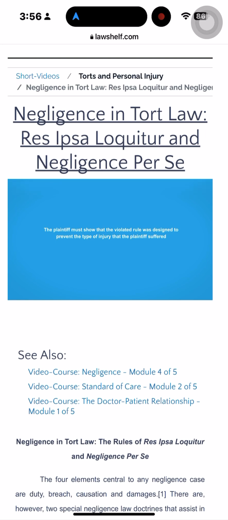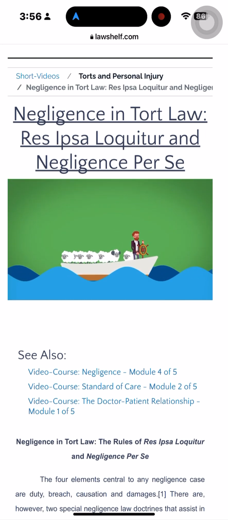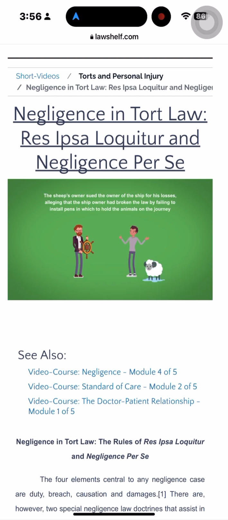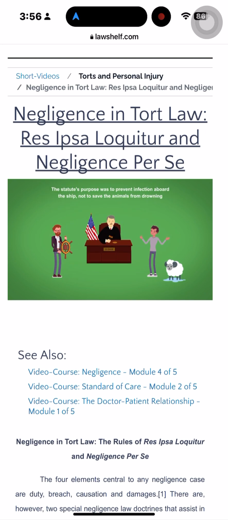Additionally, the plaintiff must show that the violated rule was designed to prevent the type of injury that the plaintiff suffered. In one case, sheep being transported by ship were washed overboard during a storm. The sheep's owner sued the owner of the ship for his losses, alleging that the ship owner had broken the law by failing to install pens in which to hold the animals on the journey. Had the pens been installed, he argued, the sheep would have been safe. However, the court observed that the statute's purpose was to prevent infection aboard the ship, not to save the animals from drowning. Because the injury that the plaintiff suffered was not the injury that the statute was designed to prevent, negligence per se could not be invoked.